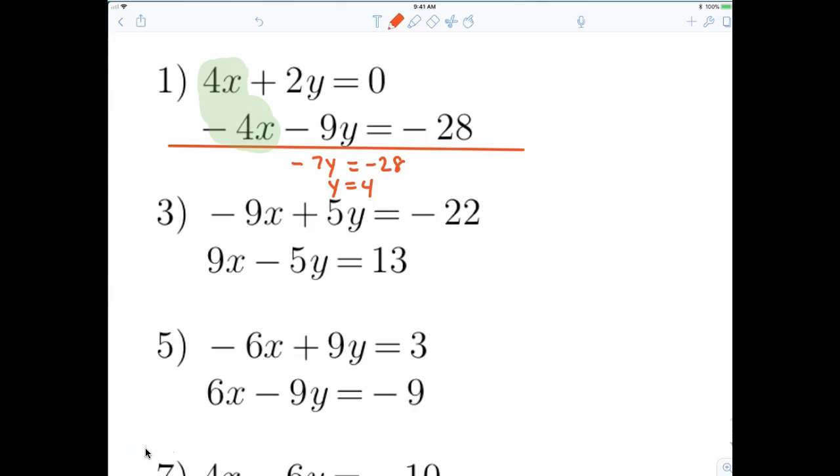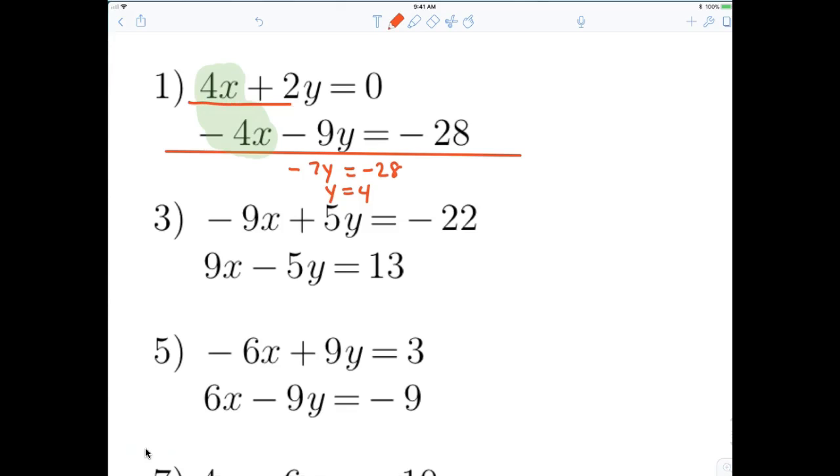Now notice, it's not a substitution problem because it's not set up y equals. Is everybody with me? Or x equals. You automatically know it's a substitution if it's y equals or x equals. That's how you tell the difference. You know it's an elimination method when they're lined up together, x, y, x, y. That means you're going to eliminate them. Now I know that y is 4.